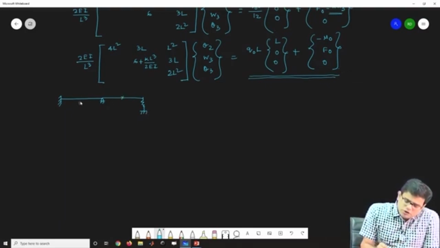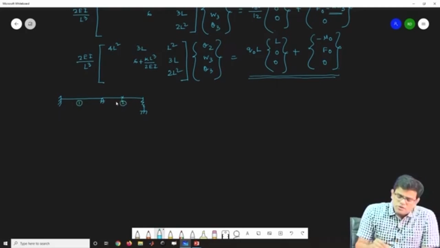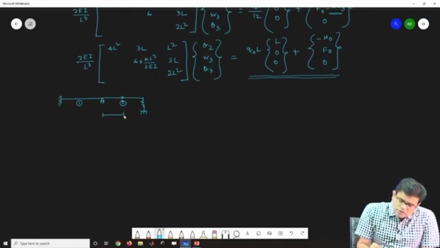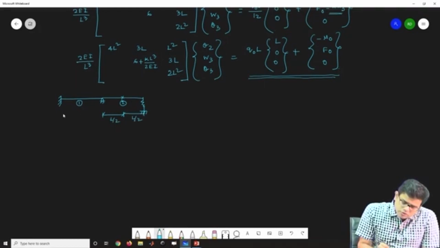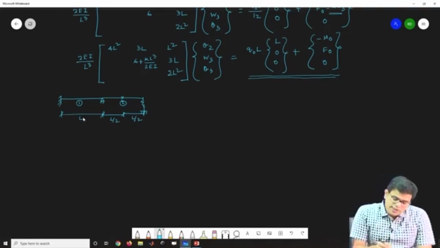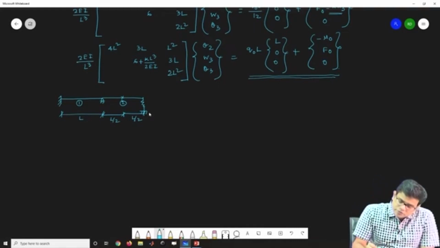Now this belongs to element 2, right? So now suppose this distance is L by 2, and this is also L by 2. So here this is L, so you know the coordinate of this point. If I take the origin here, then the coordinate of this point I know, that is x equals L plus L by 2, or 3L by 2.